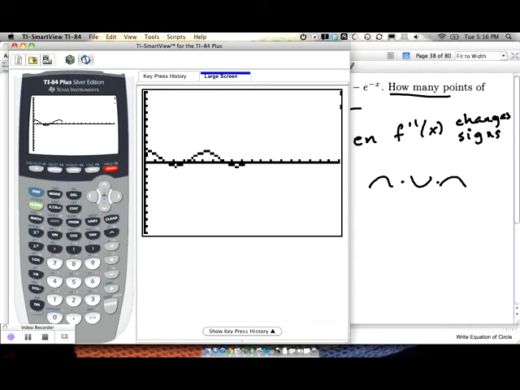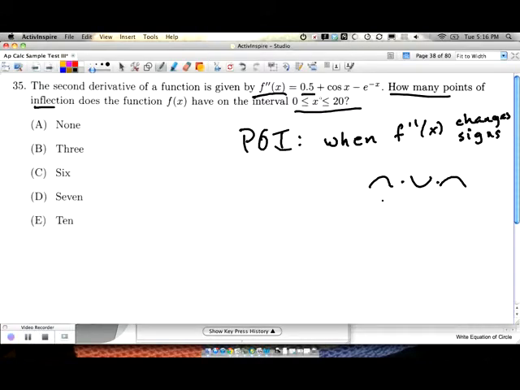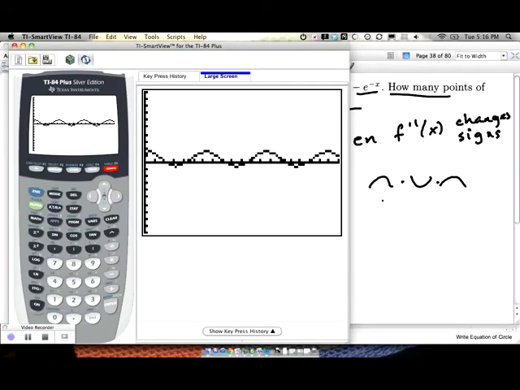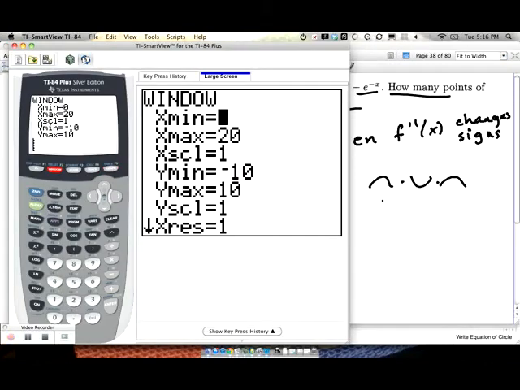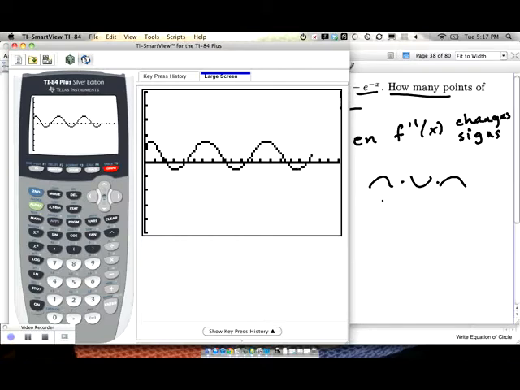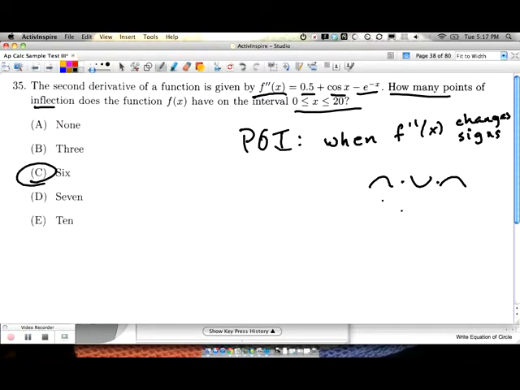Time to graph. So I count 1, 2, 3, 4, 5, 6. Did I type that incorrectly? So we have 0.5 plus cosine x minus e to the x from 0 to 20. Let's zoom in just a little bit just to make sure. So I'm going to change my y values, instead from -10 to 10, let's do -5 to 5. So we definitely have 1 sign change, 2, 3, 4, 5, 6 sign changes. Wow, 6.